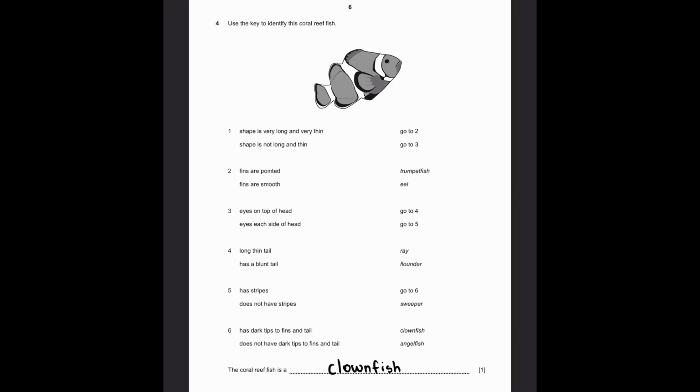Use the key to identify this coral reef fish. Number 1, shape is very long and very thin. You go to 2. Shape is not long and thin. Go to 3. This shape is not that long and that thin, it's like a medium size. It's not too thin, it's this diameter. So we go to 3. Eyes on top of head, eyes on each side of head. Over here we can only see one eye, which means the other eye is on the other side. So eyes on each side of head, which means go to 5.